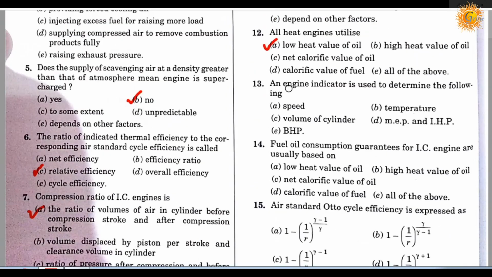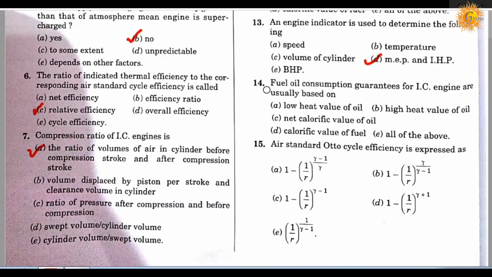Question 13. An engine indicator is used to determine the following. Option A, speed. Option B, temperature. Option C, volume of cylinder. Option D, MEP and IHP. MEP means mean effective pressure and IHP means indicated horsepower, and option E is BHP, brake horsepower. So the correct answer is D, mean effective pressure and indicated horsepower.